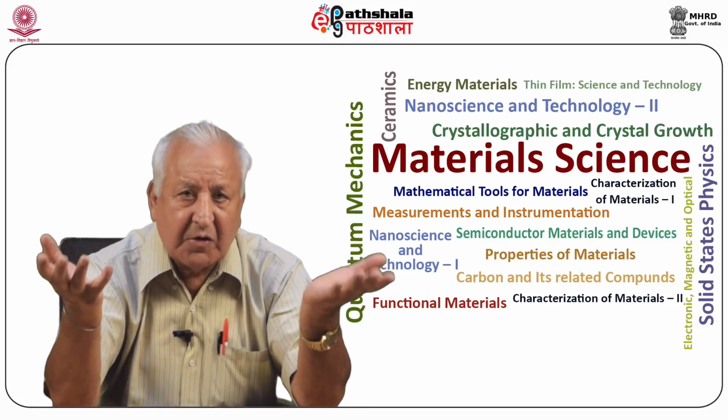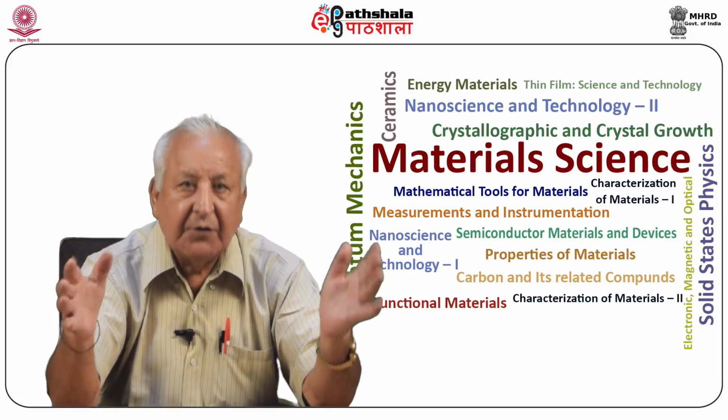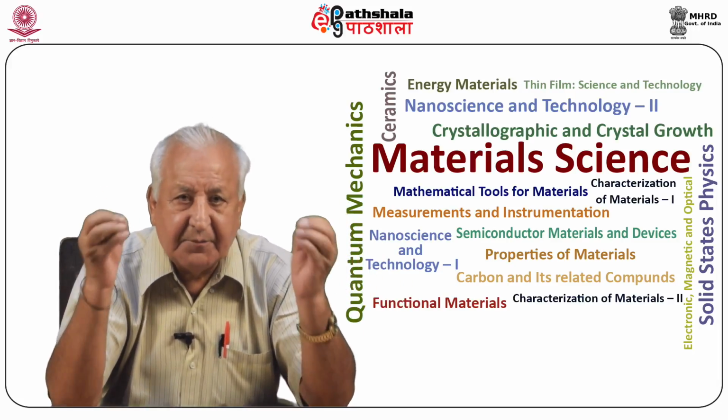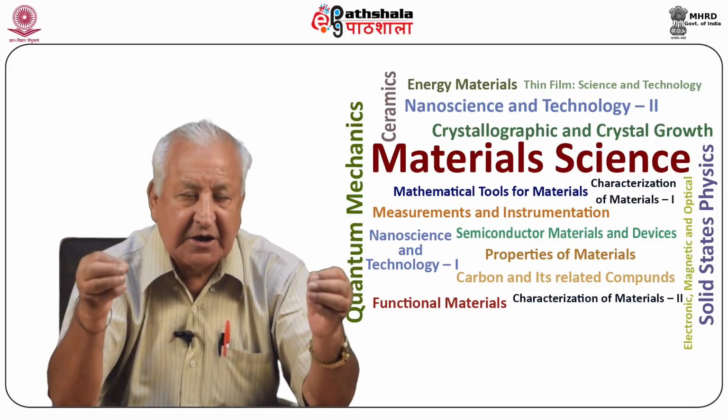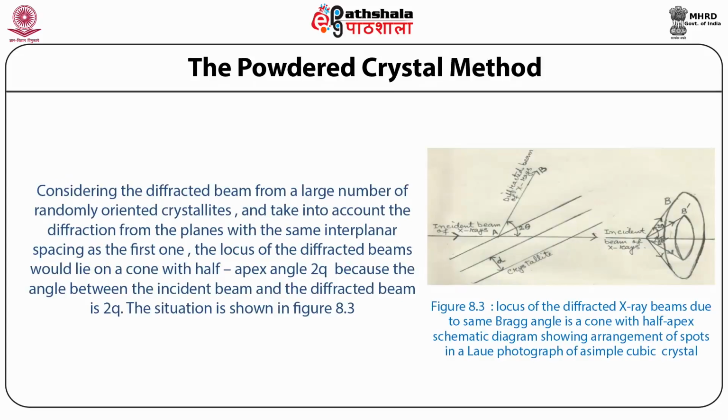Let us consider a monochromatic beam of X-rays which is incident at Bragg angle theta on a set of lattice planes with interplanar spacing d in some particular crystallite, so that the Bragg condition 2d sin theta equals lambda for the above set of lattice planes is satisfied. Considering the diffracted beam from a large number of randomly oriented crystals, and taking into account the diffraction from the planes with the same interplanar spacing as the first one, the locus of the diffracted beams would lie on a cone with half apex angle 2 theta, because the angle between the incident beam and the diffracted beam is 2 theta. The situation is shown in figure 8.3.